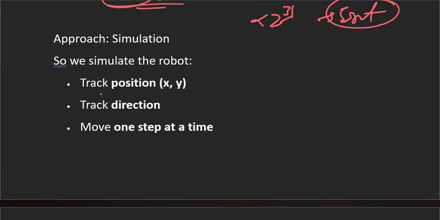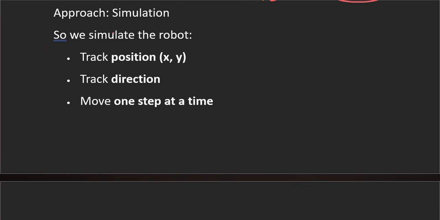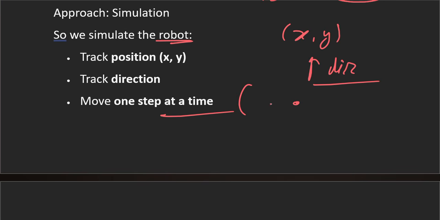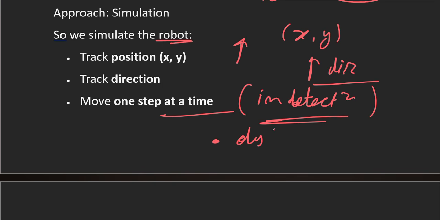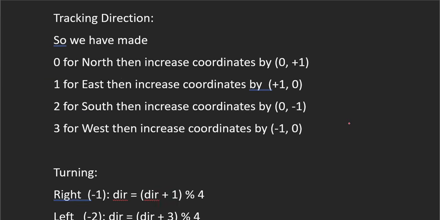So let's see our approach. What we do is we will be simulating the robot. So what are the things that we have to think of for the robot? First, what is its position, what is its direction, and we have to move one step at a time, right? Why? Because this will help us in detecting collision, like if at some point some obstacle is present, then we won't move to the next point. So moving one step at a time helps in detecting an obstacle, right?